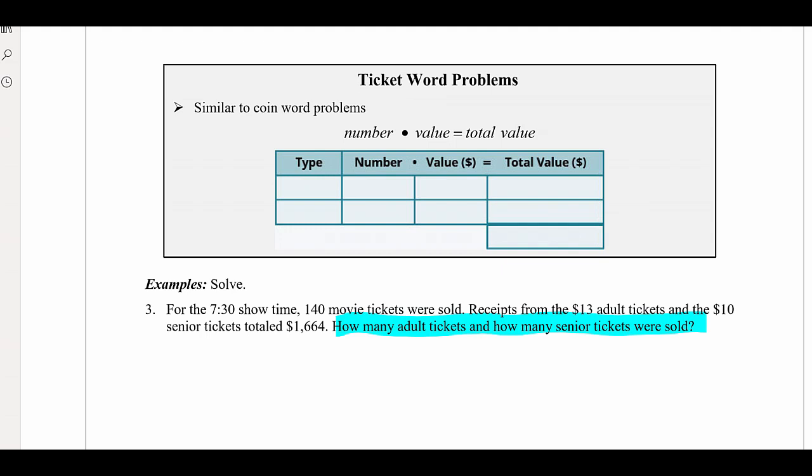We're going to use this table where we multiply the number of tickets by the value of a single ticket to get the total value sold in that particular type of ticket. So very similar to the coin word problem video that you should have watched before getting to this problem.